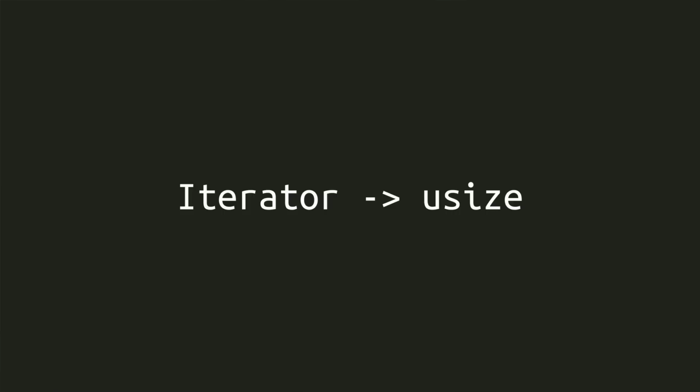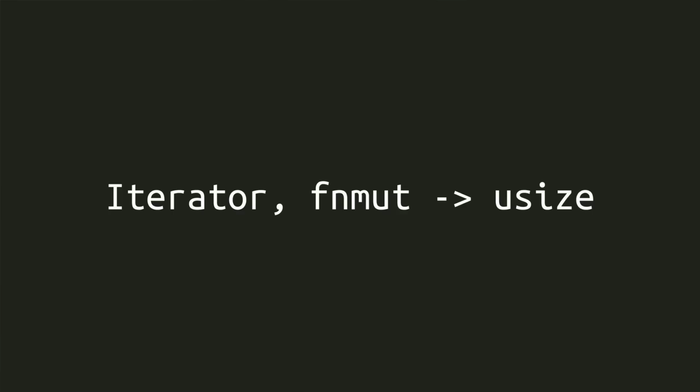Oh, and a fun side note. Add a comma and fn mut to the left-hand side of your search if you want to restrict your search to methods that take a mutable receiver, or in other words, methods that take a mutable reference to themselves. This isn't part of this change, it's just something cool I wanted to point out.